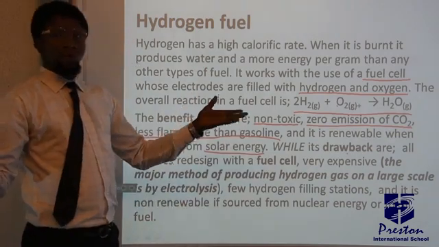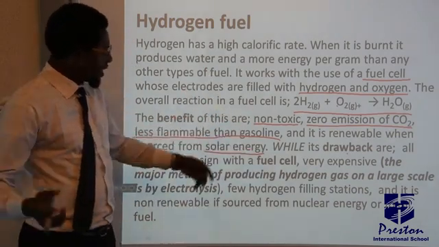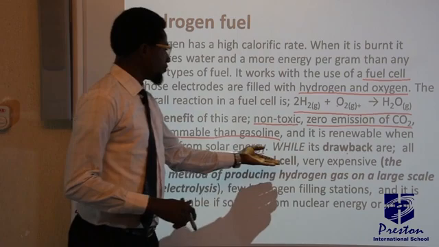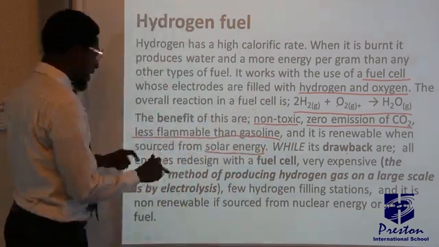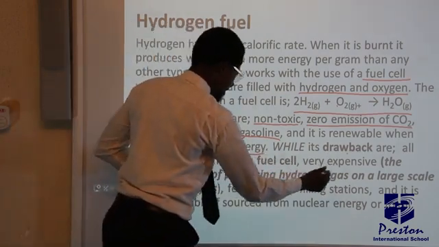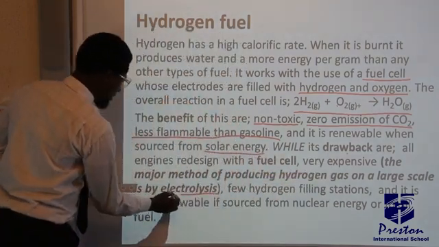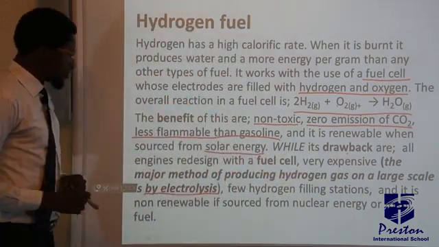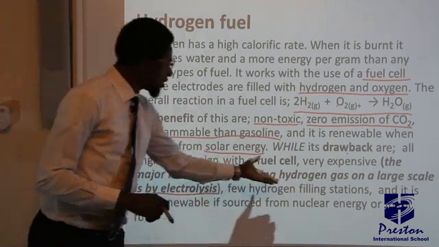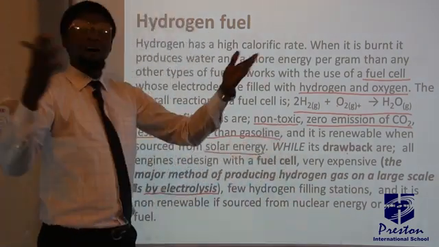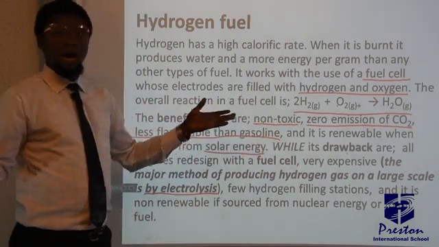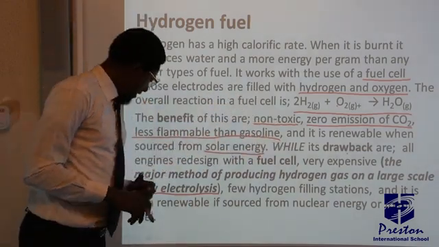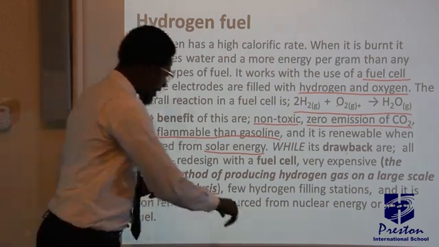What are the drawbacks? What are the disadvantages of this hydrogen fuel? One, it is very expensive because the major method used in producing this on a large scale is electrolysis. Take note of all these points. They are very, very important. And there are few hydrogen filling stations, because presently we only have petrol stations and diesel stations. We just have few hydrogen filling stations, and that may be very expensive to establish.